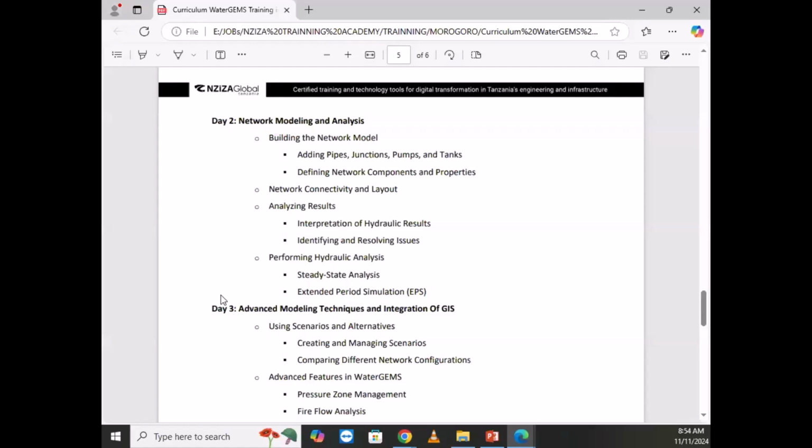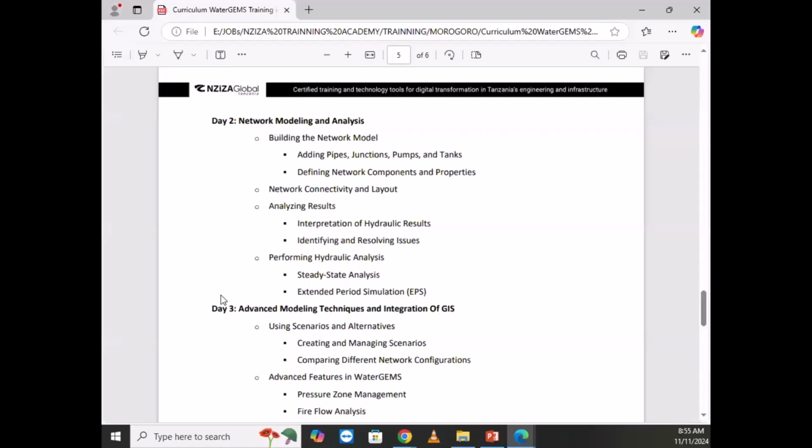That's how modeling is. There we will see how to add pipes, nodes, junctions, pumps, tanks, all of those infrastructures that you face on the site. We will see how to import or add them. We define network components and properties, and we will be able to add properties to our infrastructures. You know, we have many kinds of infrastructures. We will be able to put them in and make them real, giving them the properties of the real ones.